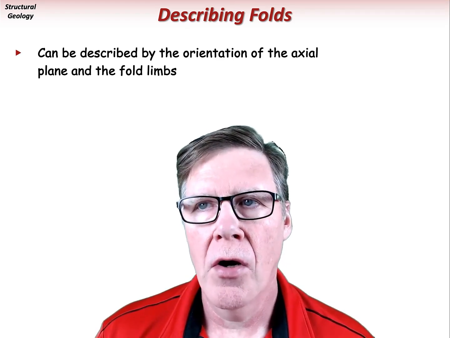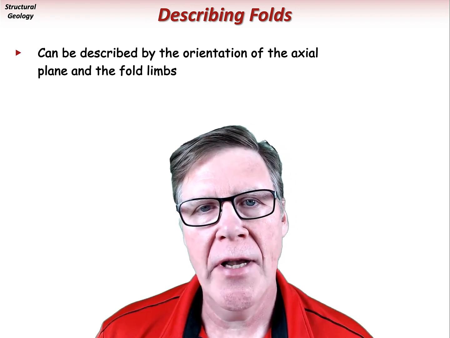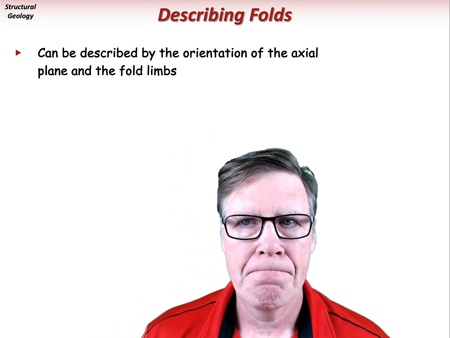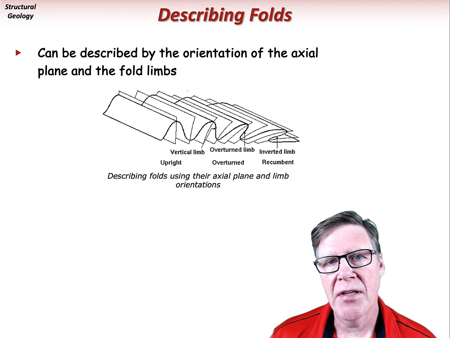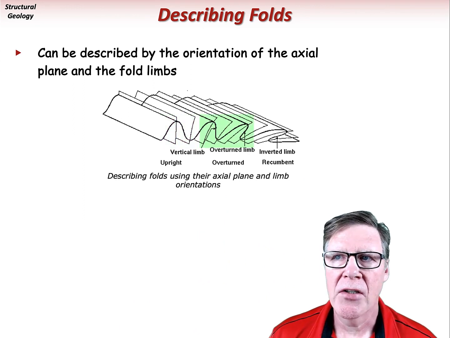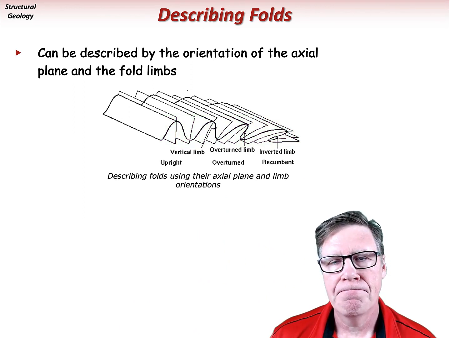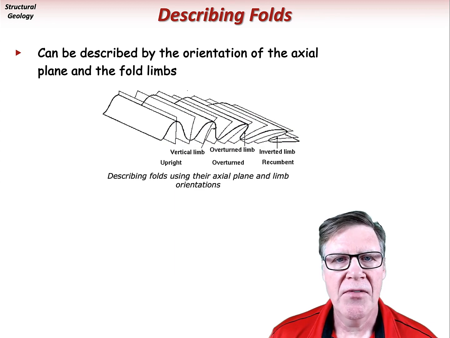Important parameters that describe different folds are the orientations of the axial plane and the fold limbs. Axial plane orientations can range from vertical to inclined to nearly horizontal. Accordingly, the dip of each fold limb changes as well.